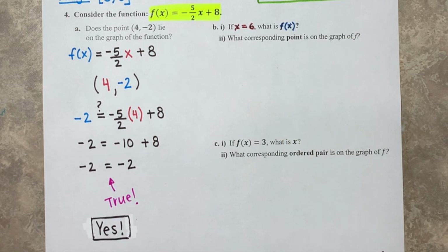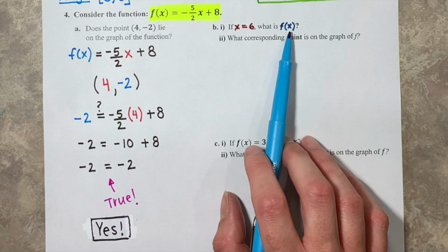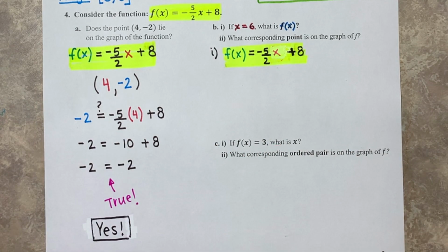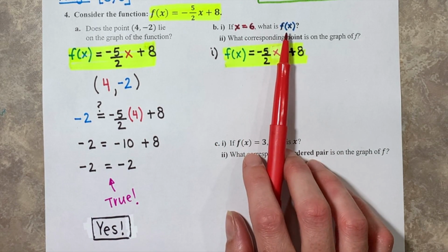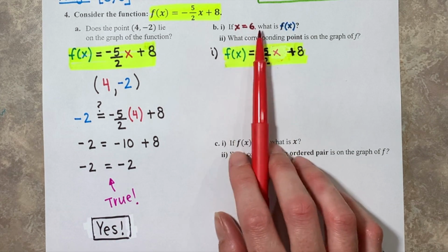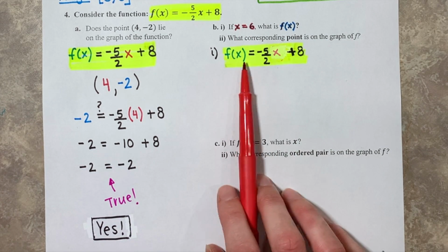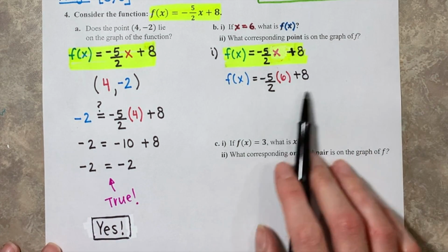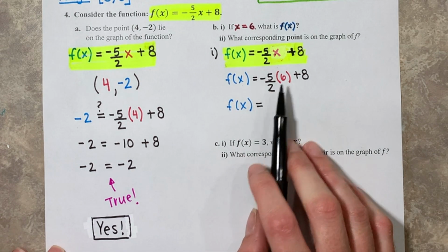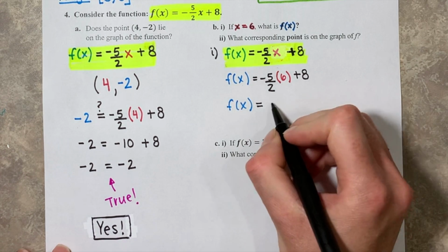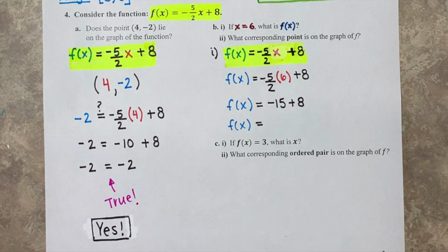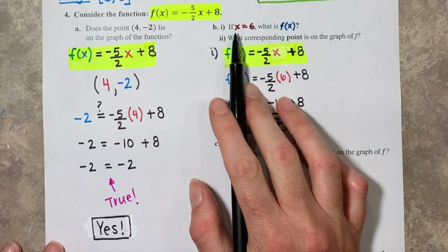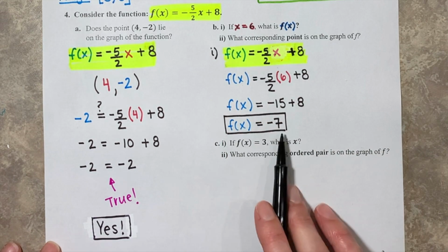For part B, we're asked, if x equals 6, what is f of x? Again, I started by copying down the exact given function. We're asked, if x is 6, what is f of x? So to determine this, we just want to plug in 6 for our x and find the corresponding f of x value. So I've plugged in 6 for our x, and now we want to compute this. If you take -5/2 times 6, you'll get -15. And -15 plus 8 gives us a -7. So when we plug in 6 for x, f of x is -7.